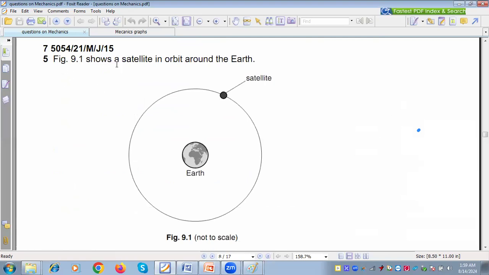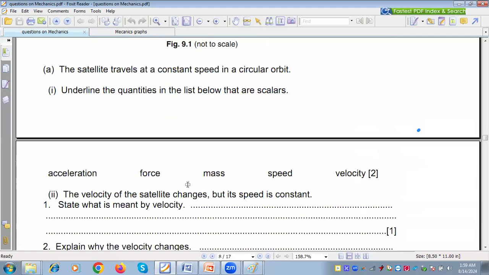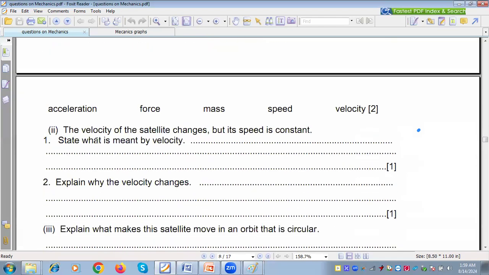Now, question number 7, that is 5054, variant 21, May June 2015. Here, this is a satellite which is orbiting the Earth. The diagram is not to scale, meaning you can't calculate the diameter or radius of the track of the satellite. The satellite travels at a constant speed in a circular orbit. Underline the quantities in the list below that are scalars: acceleration, force, mass, speed, and velocity. Force, mass, and speed are scalar quantities. The rest of them are vectors.